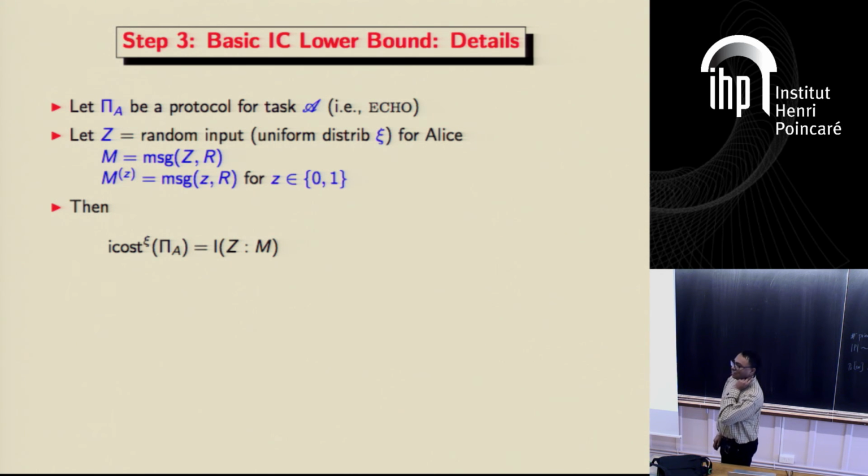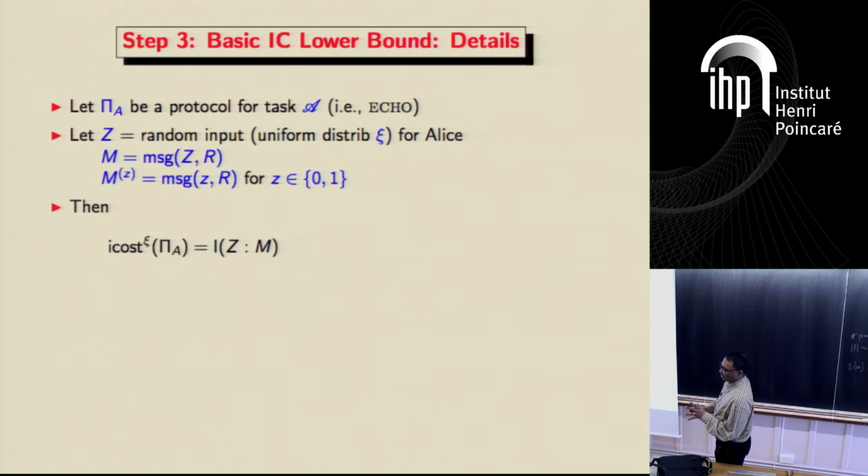So now let's just consider a protocol for the echo problem. Okay, so let's look at it. We're studying its information cost. How much information cost must this incur? So let Z be a random input for Alice, and let M be the message generated. And let m superscript little z tell us the message generated for a specific input little z.